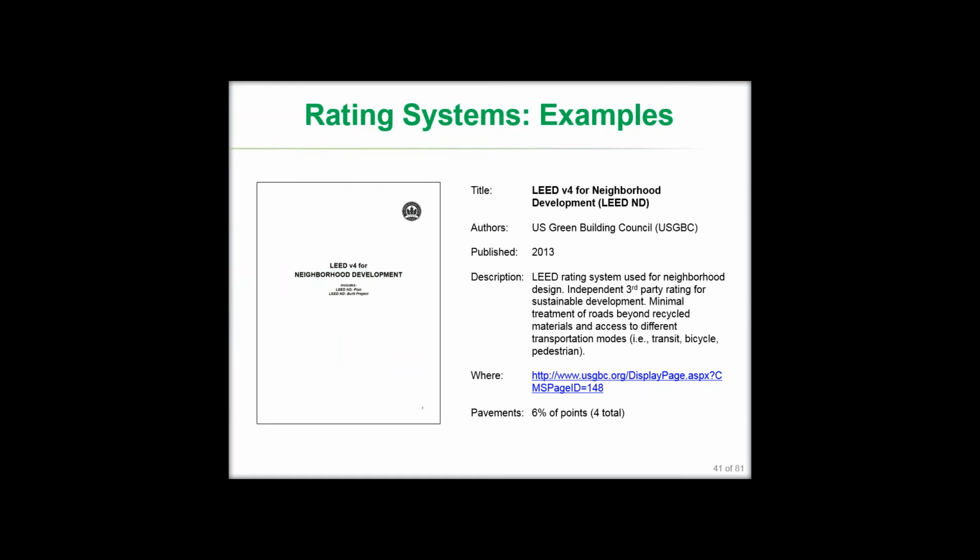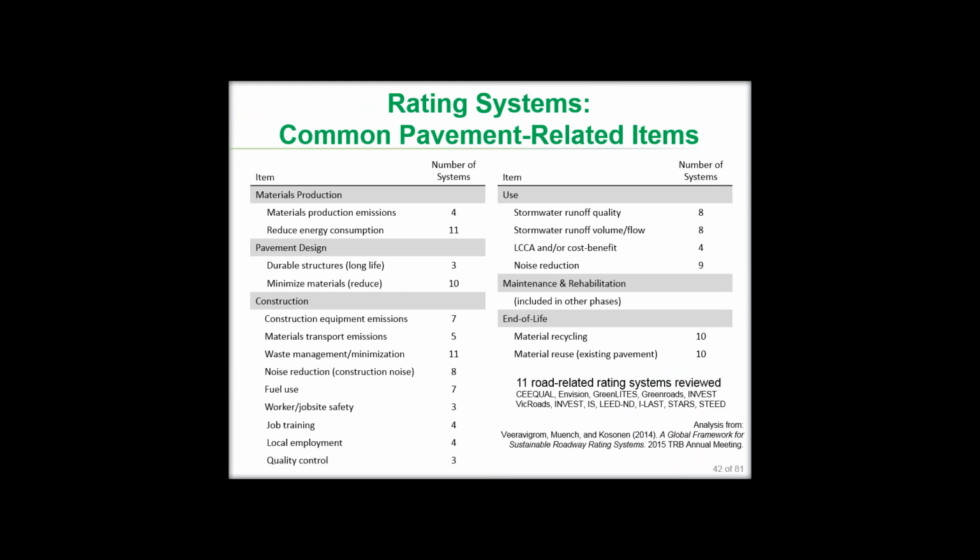Maybe the most relevant to pavements and roads would be LEED for neighborhood development, or LEED ND. It's a third-party rating system for sustainable development. It's got a minimal treatment of roads and doesn't go much beyond recycled materials and access to different transport modes. And very little of it, 6% by our count, applies at all to pavements. So if you're looking to rate pavements, or you want to show sustainability features of pavements, LEED probably isn't going to get you there. And I don't think that comes as a shock to anybody, because it's a building rating system.